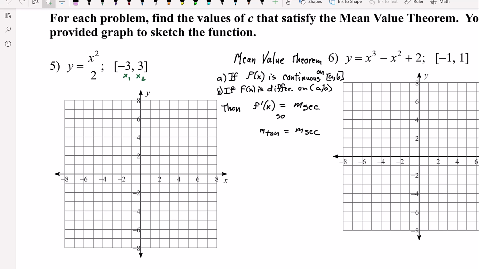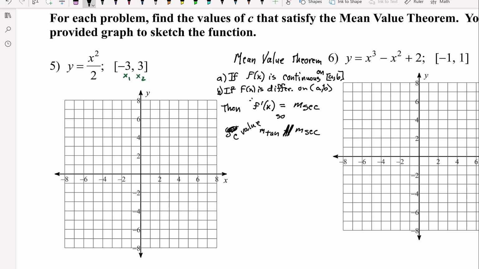So essentially, the slope of the tangent line, there will be a point c, there will be a c value, where m tangent and m secant are parallel. So that's another way to do it, is that these two, at a given c value, the slope of the tangent line and the slope of the secant line, they'll be the same. They'll be parallel.